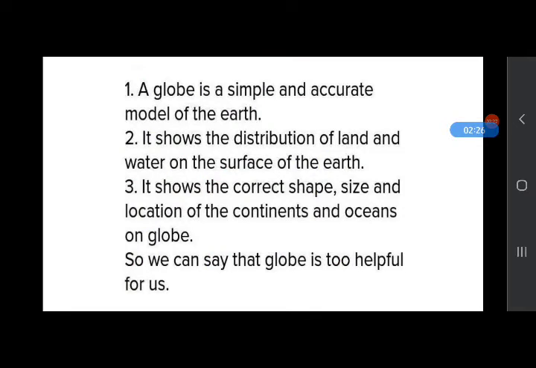A globe is a simple and accurate model of the earth. It shows the distribution of land and water on the surface of the earth. It shows the correct shape, size and location of the continents and oceans on the globe. So we can say that the globe is very helpful for us. A globe is a model or representation of the earth, and shows us the exact location of a place on earth.